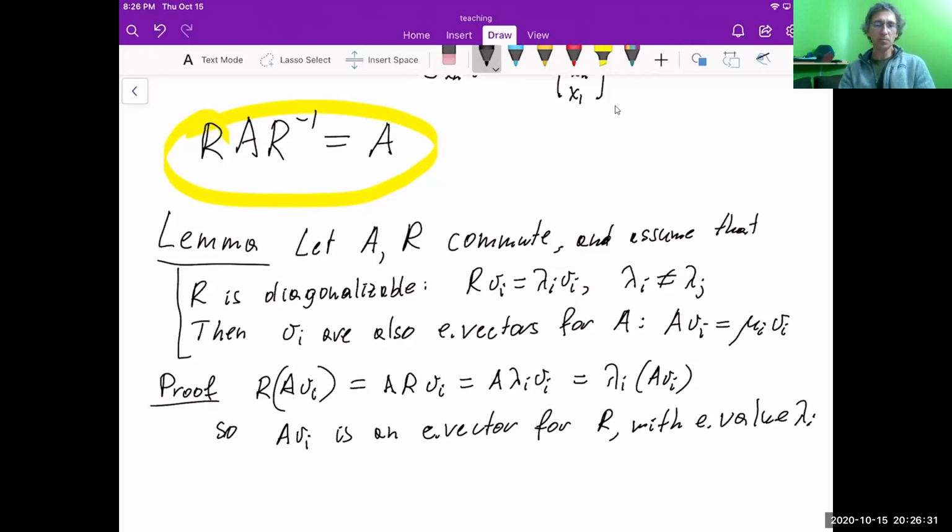So the simple statement is that in this situation, if you start with an eigenvector v_i for R and apply A to it, a one-line computation shows that A v_i is also an eigenvector. So it's in the same eigenspace, an eigenvector with the same eigenvalue, the same lambda i. But if R is diagonalizable and eigenvalues are distinct, it means that for every eigenvalue lambda, there is exactly a one-dimensional space of eigenvectors with this eigenvalue.